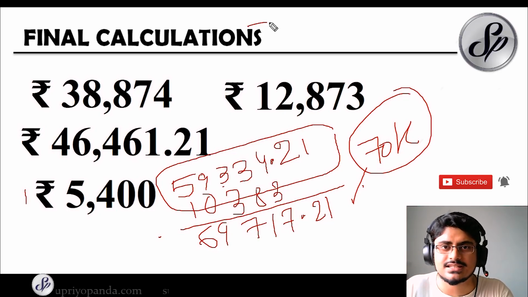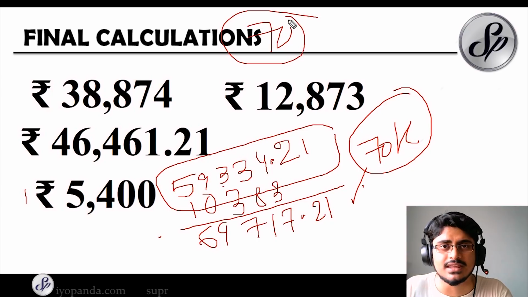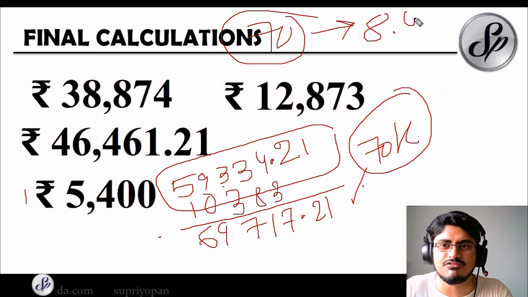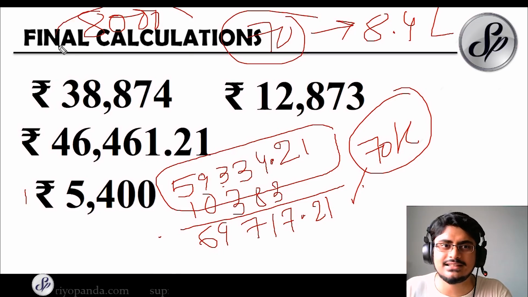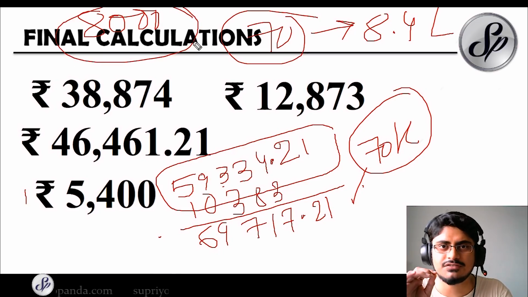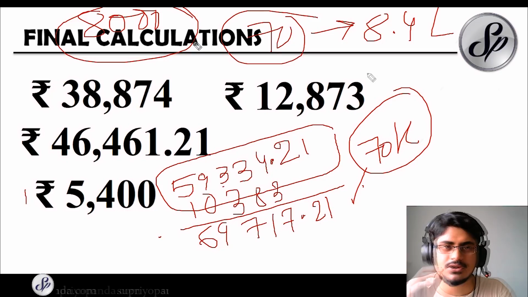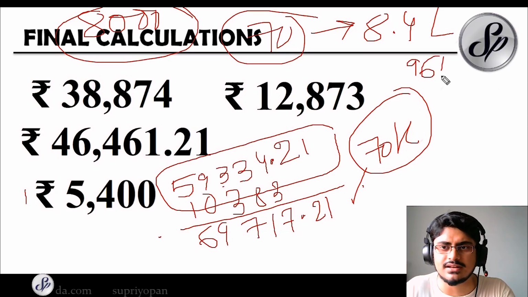So if it is 70,000, how much does it come to in annual terms? 70,000 into 12 comes to 8.4 lakh. Now what we have to do is factor in the leased accommodation as well. So the leased accommodation, as I told you, let's calculate it with the minimum figure. The minimum figure was around 8,000, right? So 8,000 was the minimum amount of the leased accommodation that we were talking about. So if we only consider 8,000, then 8,000 into 12, how much is it? It is actually 96,000. Okay, 96k.